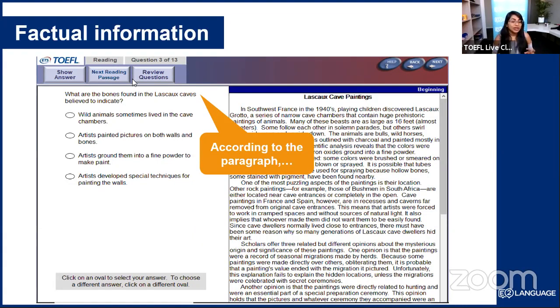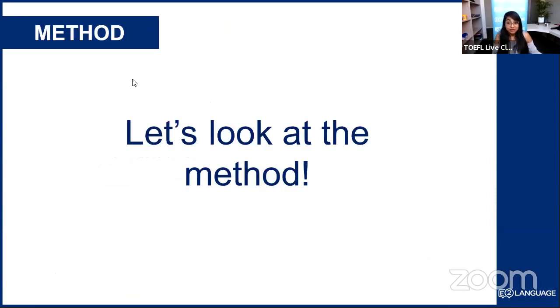The question will either be phrased just as a question, like in this example, what are the bones found in the Lascaux caves believed to indicate? It can just be a question like that, or it can start with according to the paragraph, like according to paragraph 1, or according to the passage. So it'll usually start with according to one of these words. Okay, fairly straightforward, right? So now let's look at the method.